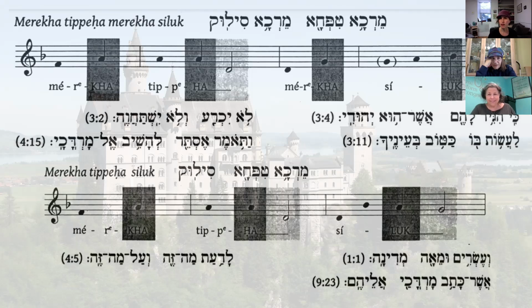So starting here, Becky, Yigid Lahem. Ki higid lahem asher hu Yehudi. Almost. Note where the trope mark falls in this word. Ki higid lahem asher hu Yehudi. Yeah, there you go. Good. And Sharon, you did Velo Yishtachaveh, right?